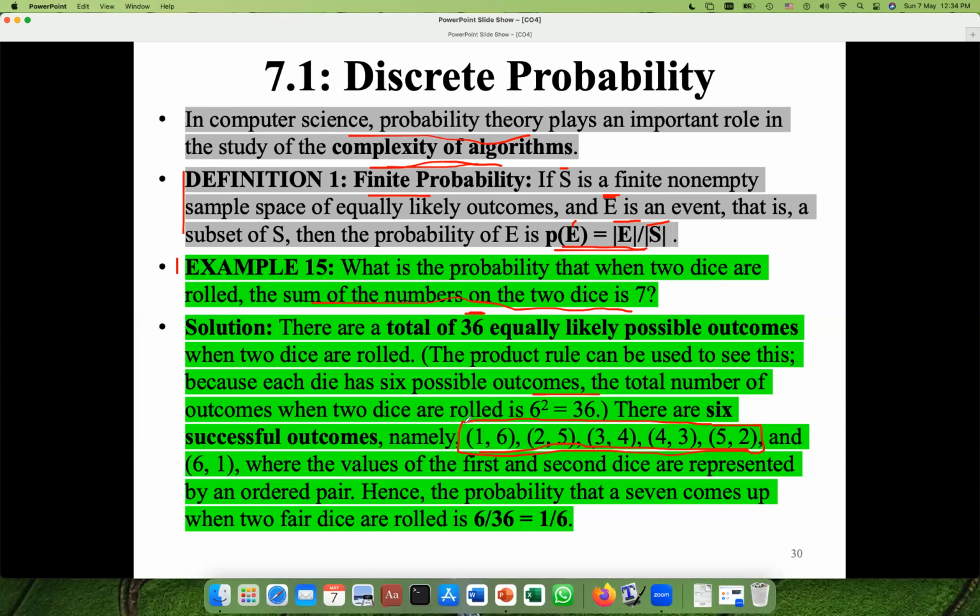So these are the 6 outcomes which are successful, because their sum is 7. The total is 36. Apply this equation, and then you have your answer. This E is the successful events. This S is the total space containing the total number of events. So 6 divided by 36 gives 1 over 6. That is the probability that the two dice will come up with sum 7 when you roll them.